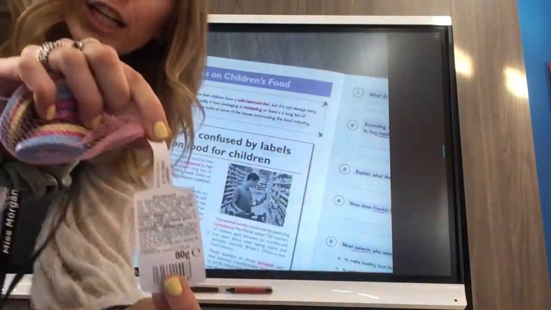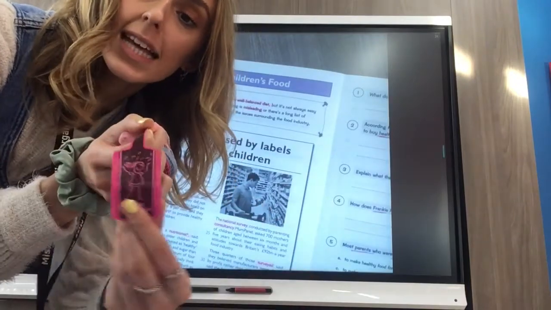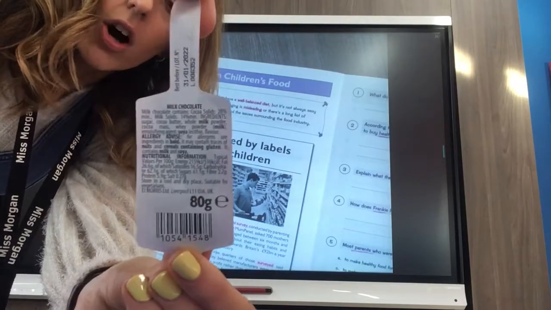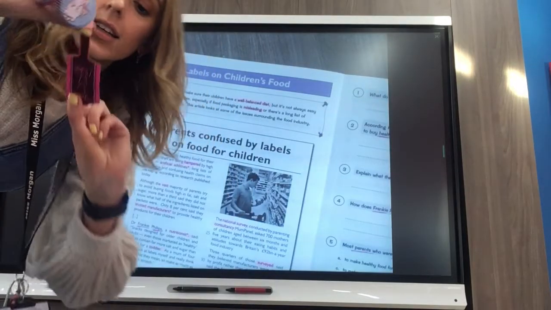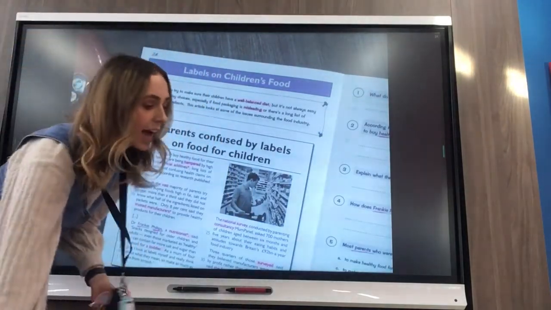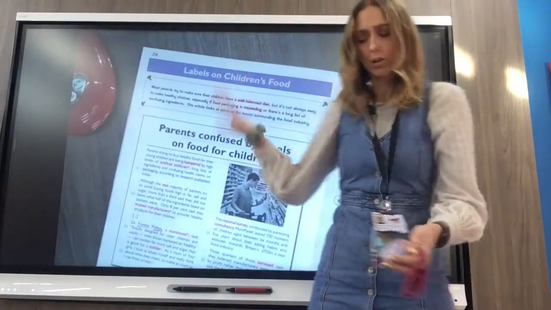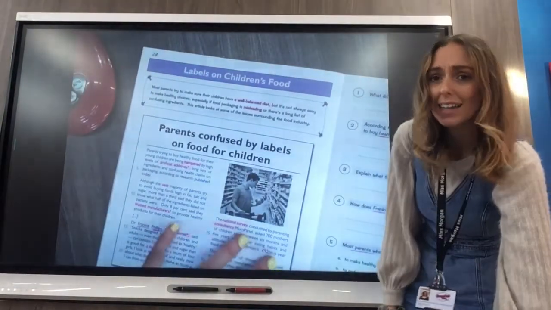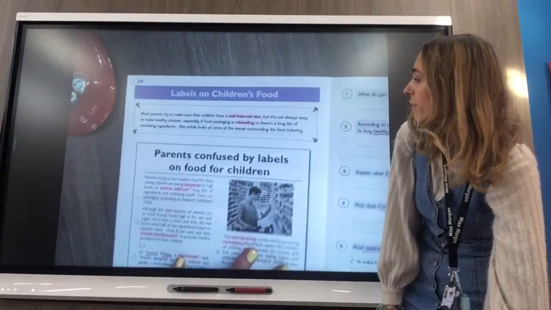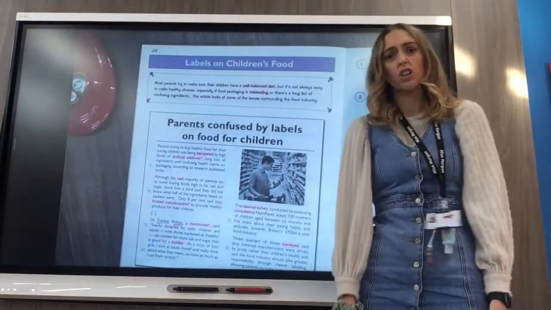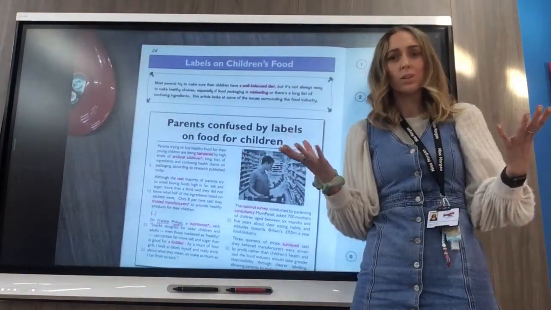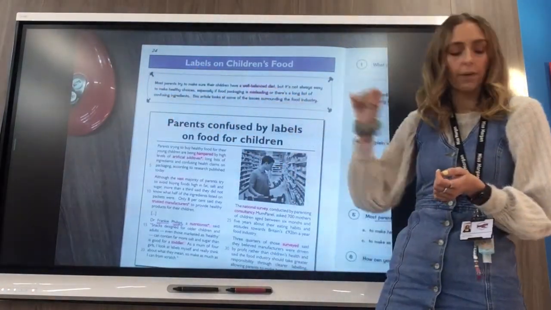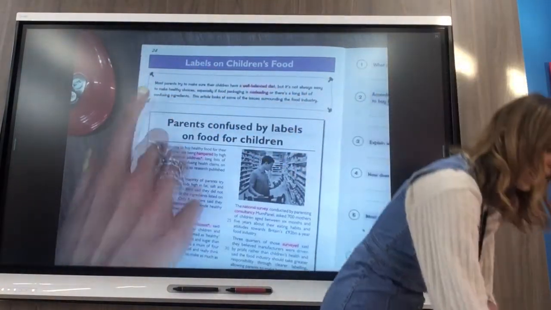Now, if I look at this label, I know it tells me what it is. It says milk chocolate. And it says all of the ingredients that are in it and its weight and some other information like the date that I need. So our newspaper article today is all about food labels. And in fact it says, parents confused by labels on food for children. So they're confused. But why are they confused? So let's read a little bit about our extract today. So follow it with me.